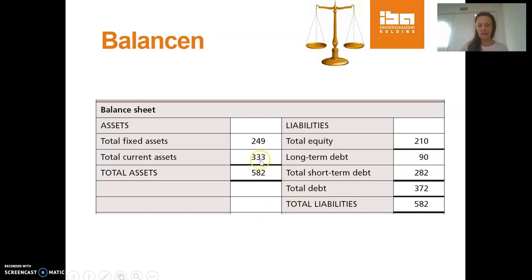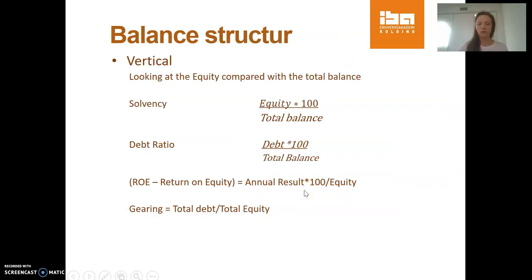And we can now analyze how the balance structure in the different companies looks. And we do that in two types of balance structure analysis: one, the vertical balance structure analysis, and the horizontal balance structure analysis.